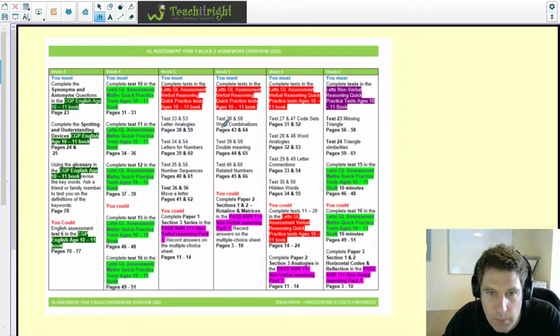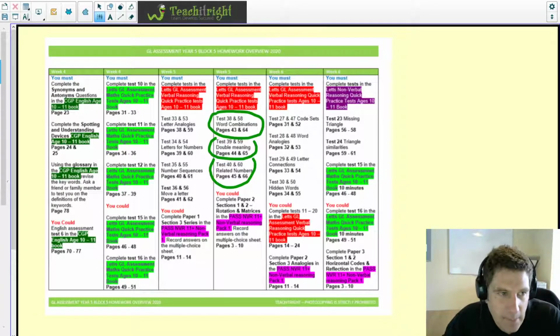So I'm actually going to be going down through word combinations, which are more commonly known as compound words. Going to be looking at test 38 and 58, so we're going to be covering off that one. We're also going to look at test 39 and 59, which are words with a double meaning, with a dual meaning. And we're also going to focus on test 40 and 60, which are related numbers. So we've got quite a lot that we're going to be focusing on here, and we're going to go down through all of the you must tasks.